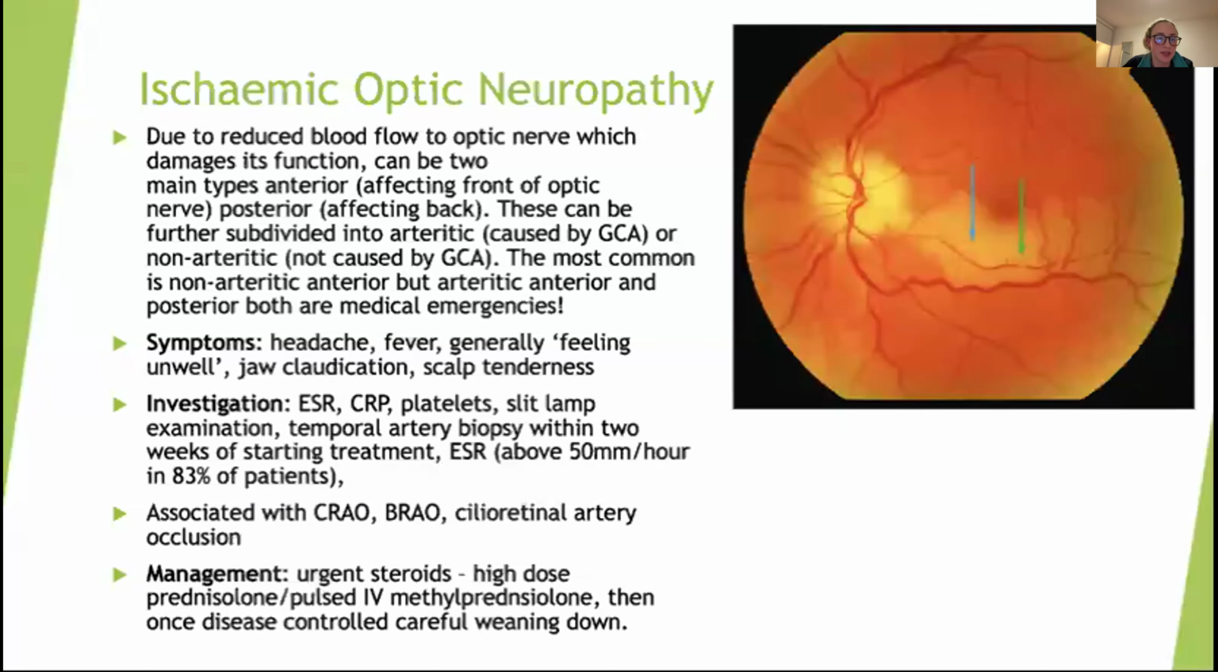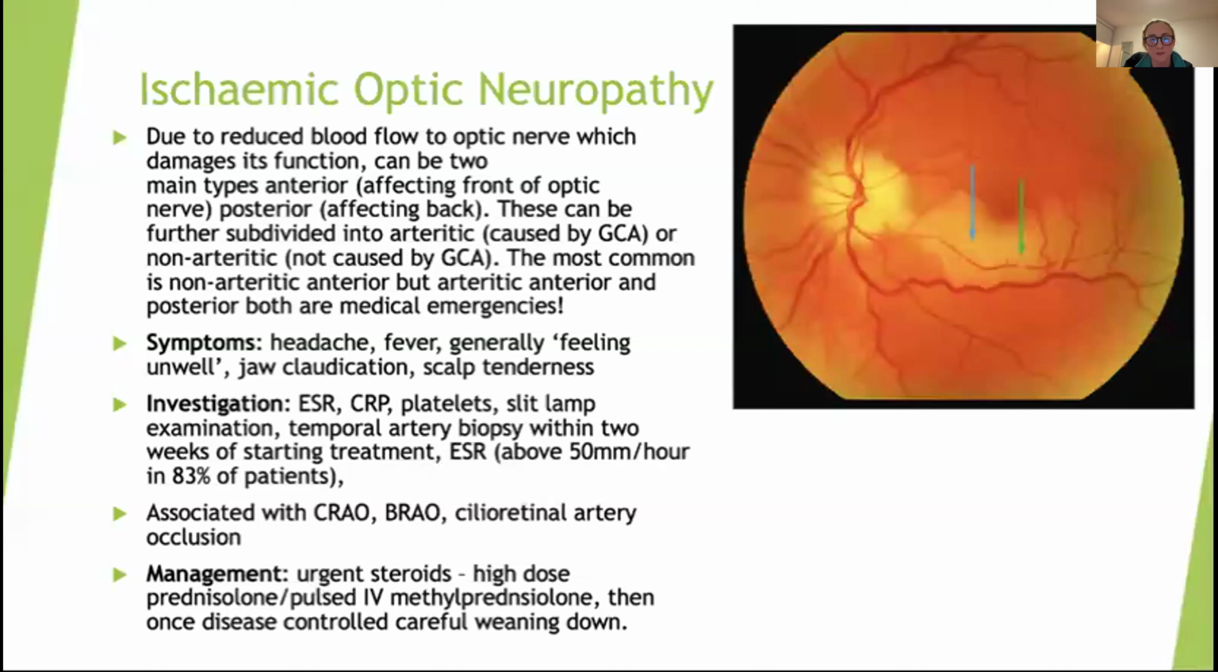It's associated with central retinal artery occlusion and branch retinal artery occlusion, but the management is urgent steroids. So you want to give high dose prednisolone. Usually you give high dose IV methylprednisolone, it tends to vary by hospital, but sometimes they give oral prednisolone, but in general, high dose IV methylprednisolone for ischemic optic neuropathy. And then once you've got it under control, you can carefully wean down the steroids over a few weeks.